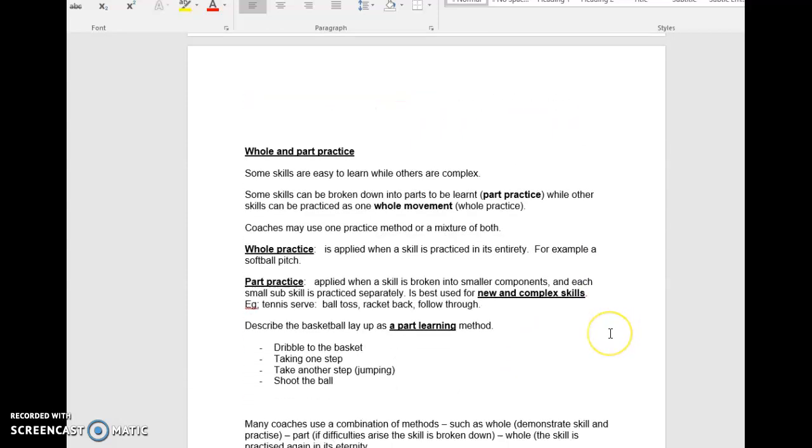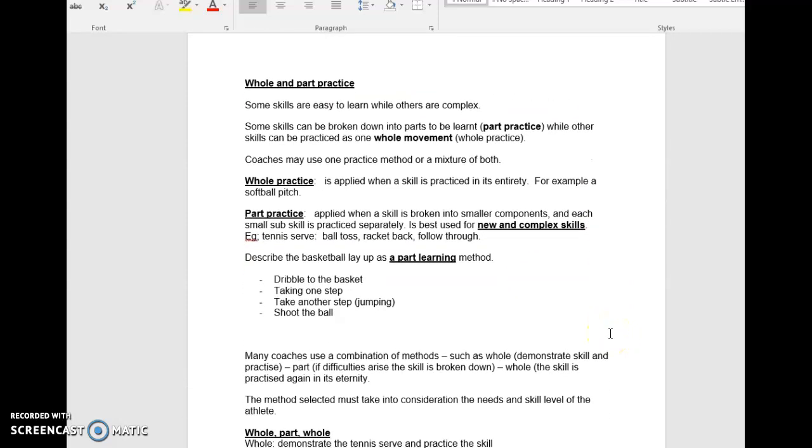Now, before we move on to our whole and part practice, which is the second section of this dash point, I would like to show you a video of a basketball layup. I'm going to then use this example when we talk about part practice.